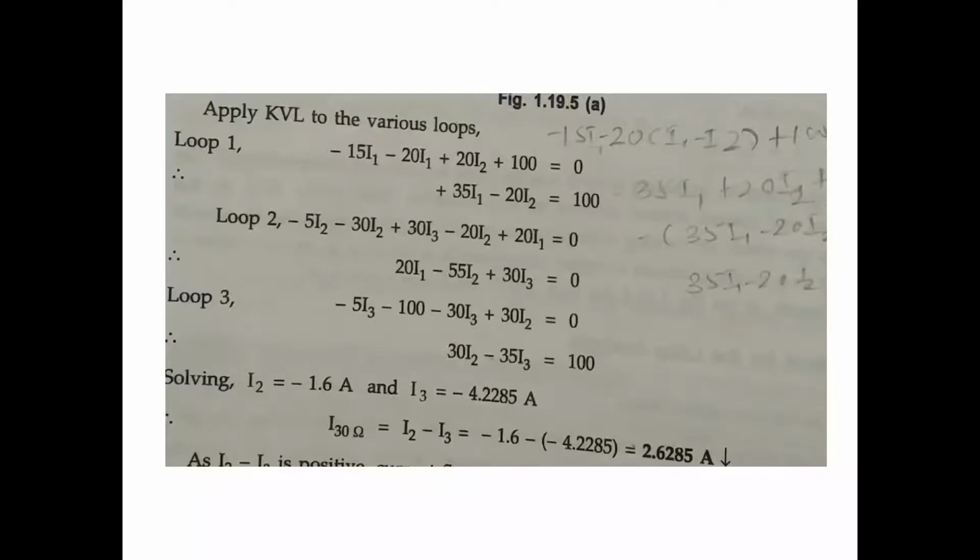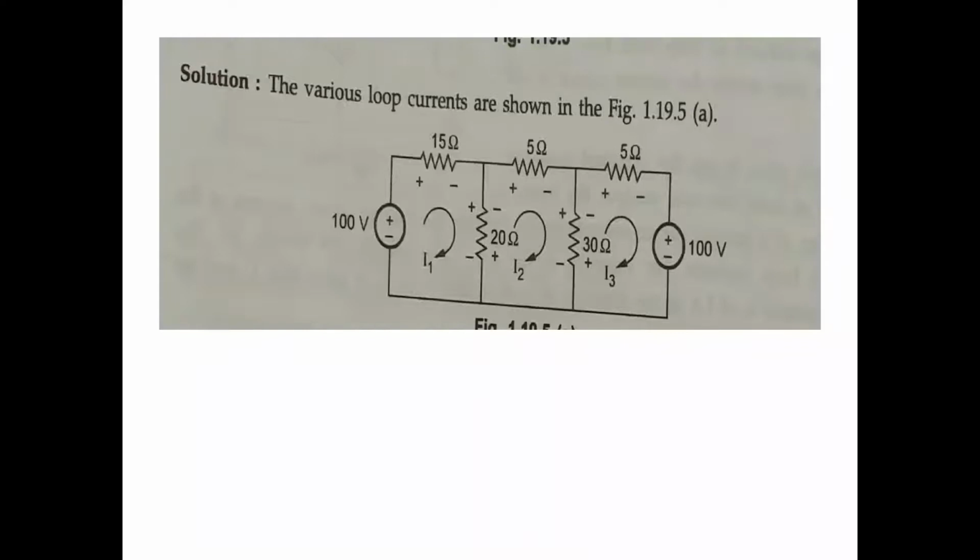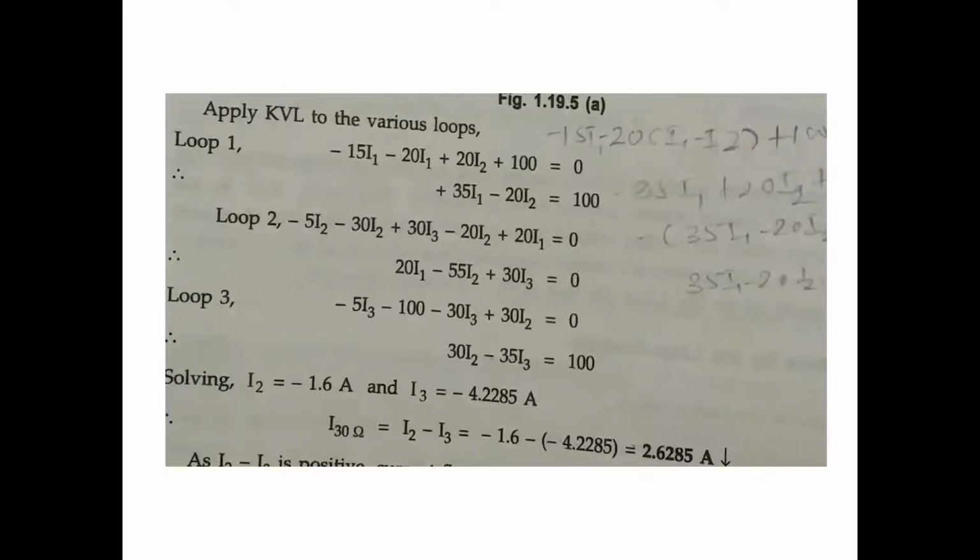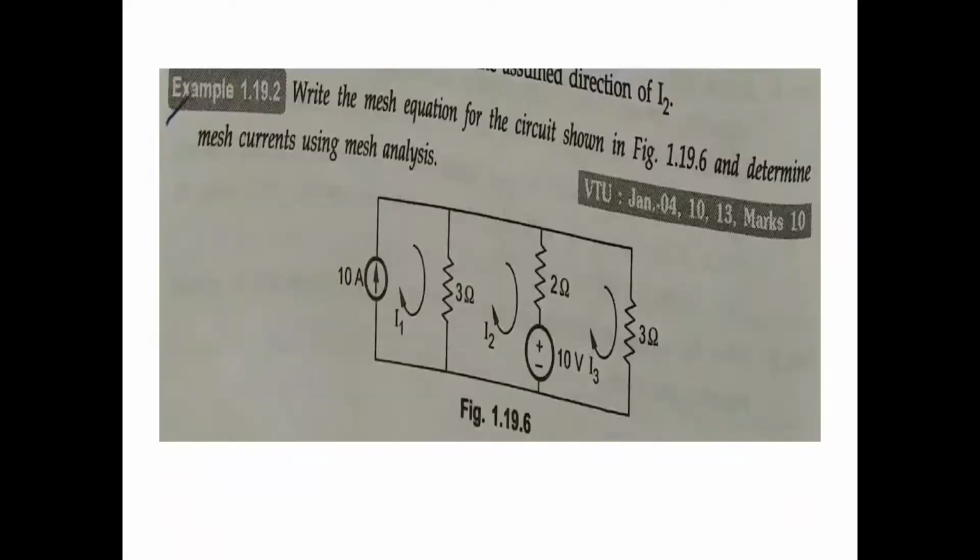I2 is 1.6, I3 is 4.2285. Okay, finally for the 30 ohm, the current means I2 minus I3. That is I2 minus I3. I2 answer is minus 1.6, minus as it is, minus I3 is minus 4.22. Finally 2.6285. That is the first problem.